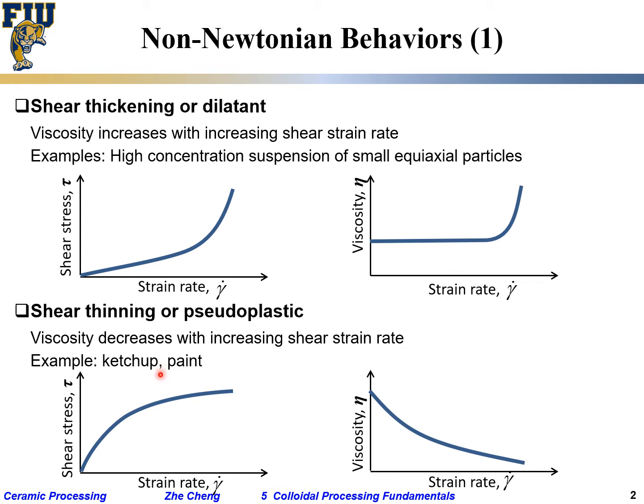Some examples: ketchup, right? You put it there, it doesn't flatten out much. But as you apply a little bit of shearing stress, it starts to flow. Or your typical screen printing paste or paint. You do not want your paint to be very runny. But on the other hand, when you apply your brush or squeegee onto your paint, you want your paint to flow, to plastically deform. That's called shear thinning.